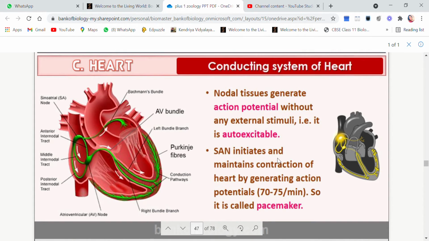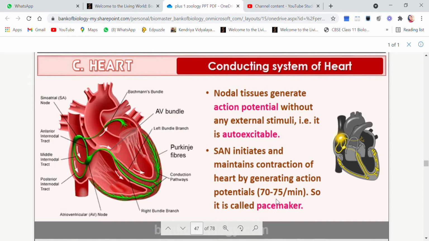SAN initiates and maintains contraction of the heart. SAN is the one which will start the contraction of the heart, and it will maintain the contraction of the heart by generating the action potentials, around 70 to 75 times per minute. And this is why we call it the pacemaker.